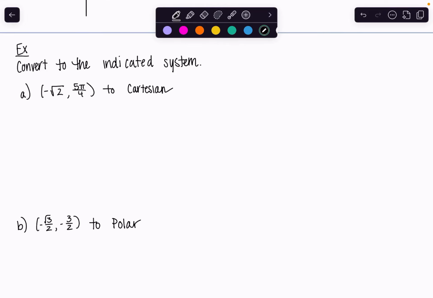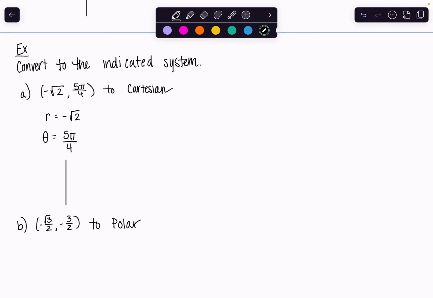So we'll start with this first example. It's given in polar. We want to convert to Cartesian. So this tells us our radius of our circle is negative root 2, and our theta value is 5 pi over 4. Okay. Just to get some familiarity practicing this, and then we can also verify, yes, we find the right x and y values.